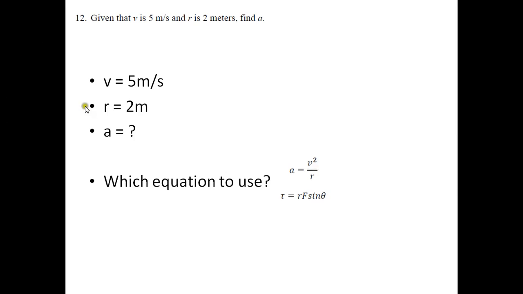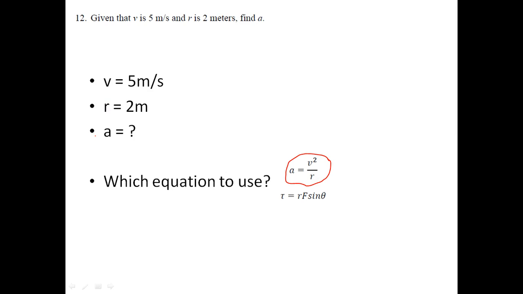Of the two equations that were provided, we're going to use the first equation. The reason we know we're going to use the first equation is because this equation has an acceleration term, the a, it has the v, and it has the r, which are the quantities that we've been given in this problem.